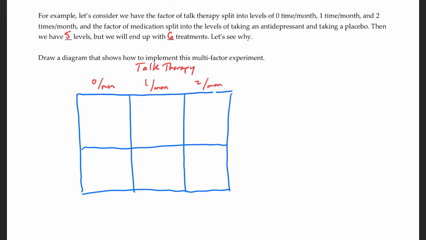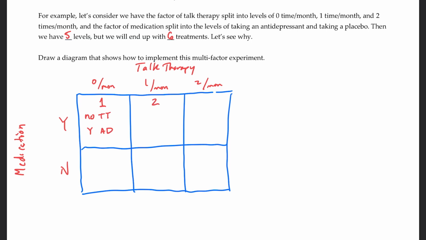And then we have over here medication. And that's just binary. Yes, you're taking it. No, you're not. And then remember, the no actually is taking a placebo. And so you can see that this gives us our 6 different groups here. So this first group here, that we'll call group number 1, has no talk therapy, yes, antidepressant.